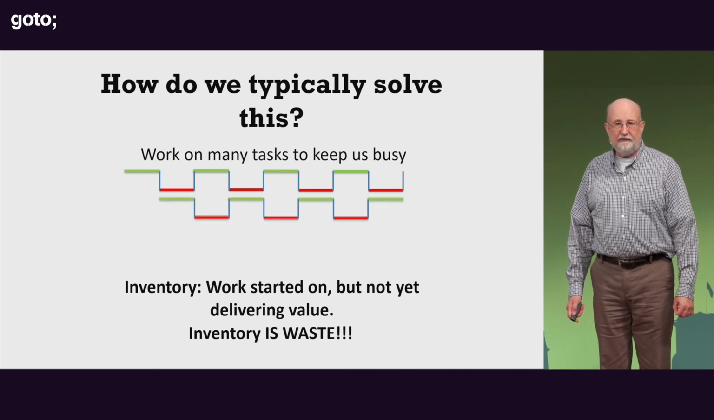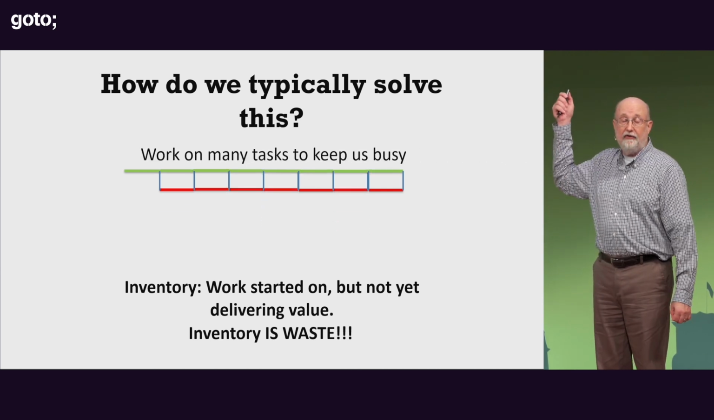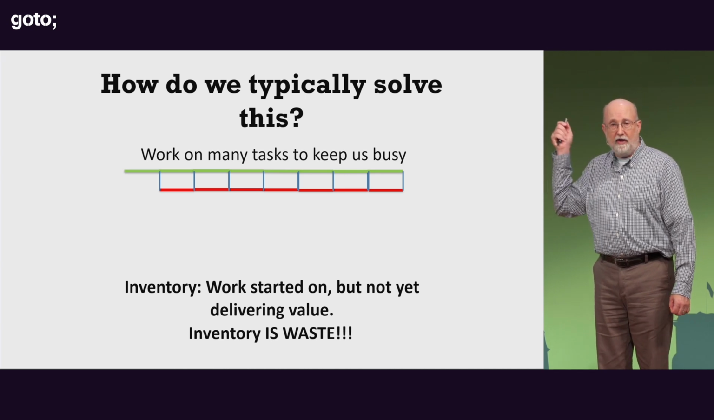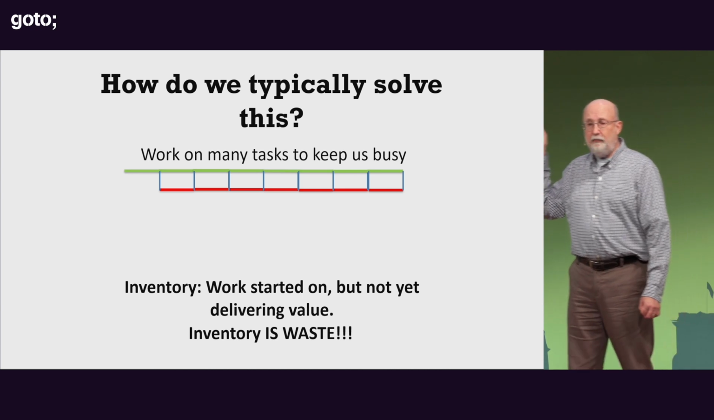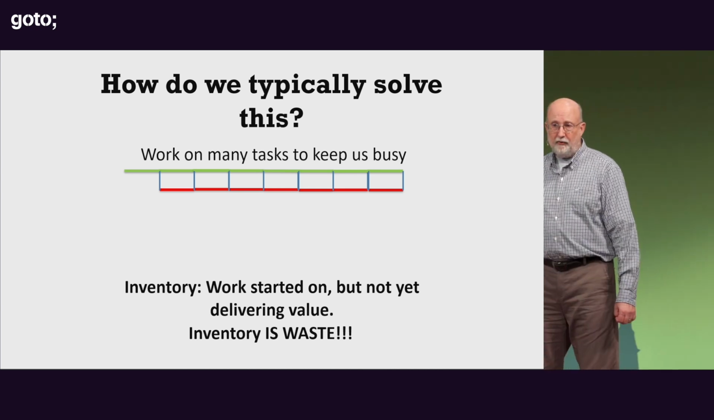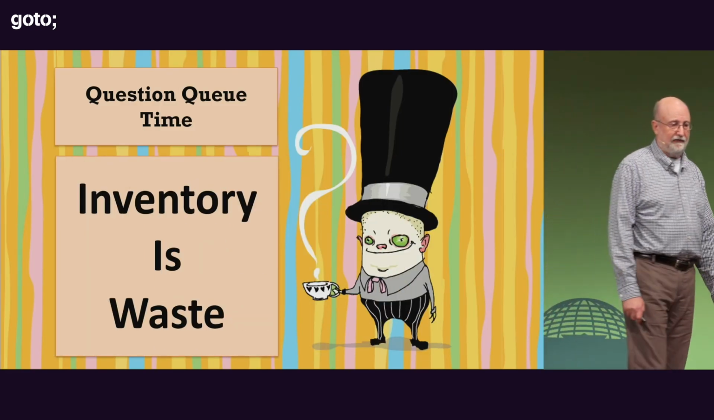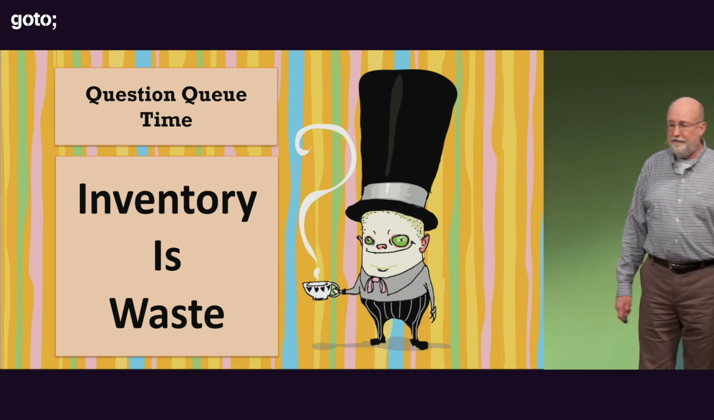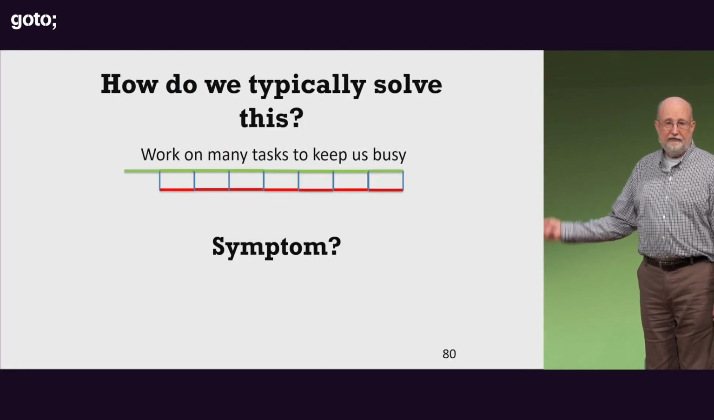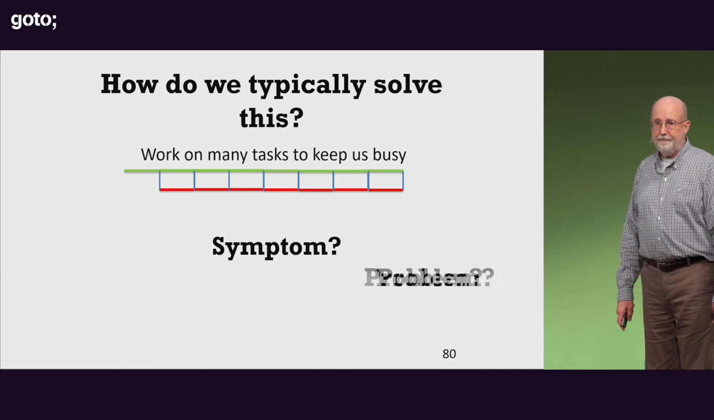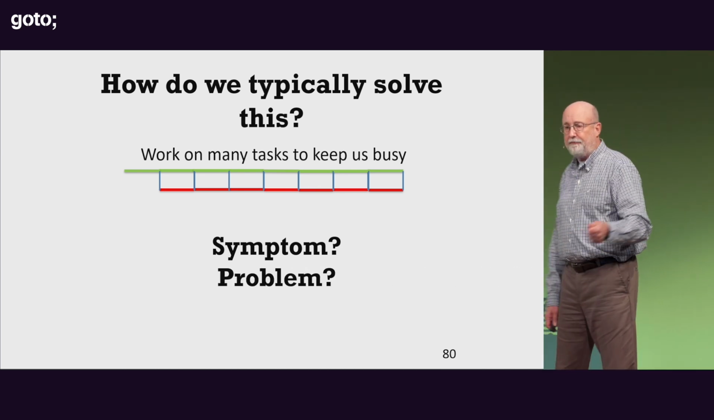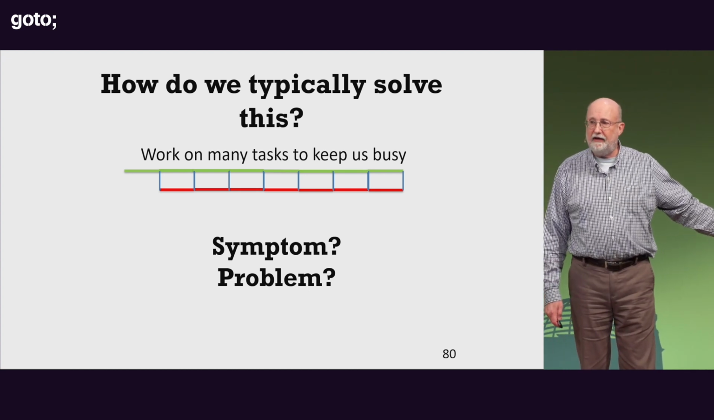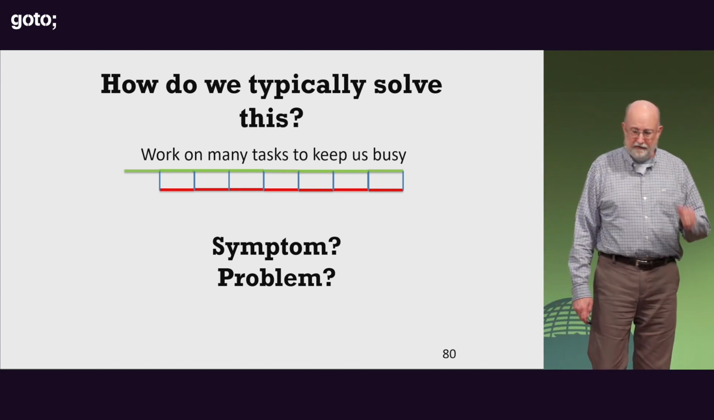When we do this, it looks like it's green all the time, but we're also blocked all the time. So it looks like we're being effective now, but what did we actually do? The inventory is waste. I really want to emphasize this. What we've done is we've worked on a symptom instead of on a problem. We addressed the symptom, which is we're not busy enough, and not the problem, which is we're blocked on getting answers quickly.